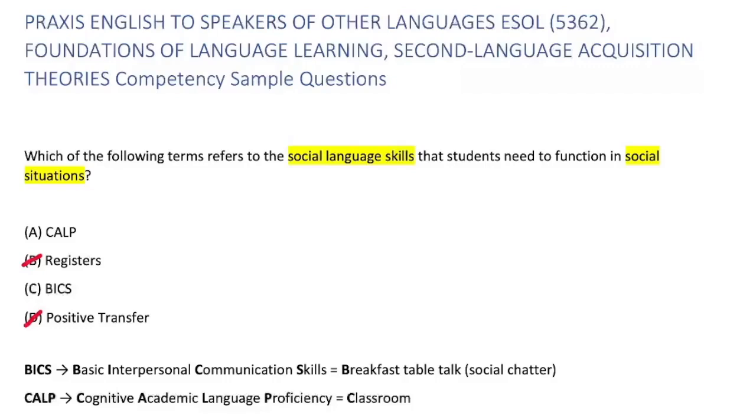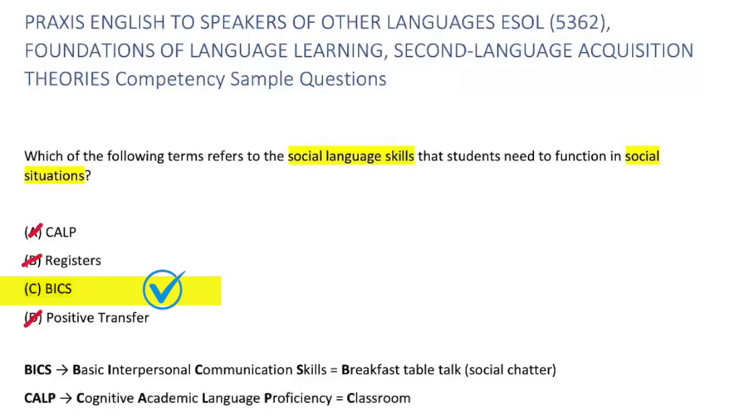So C, CALP, classroom. This is not classroom talk, though. This is not an academic style language. Remember, we're focusing on social situations. So that would lead us to choose BICS. Basic interpersonal communication skills. And I like to remember BICS again by breakfast table talk or social chatter. So the correct option here would be C, BICS.